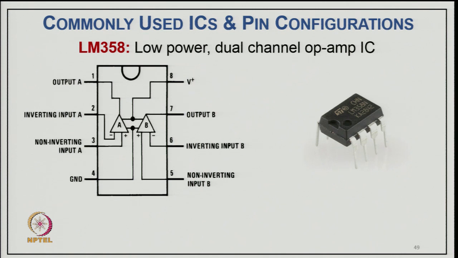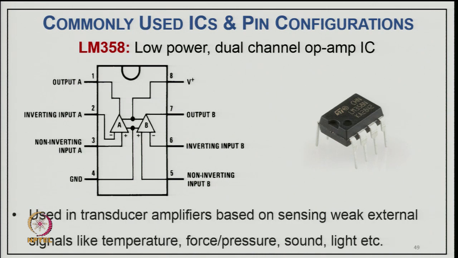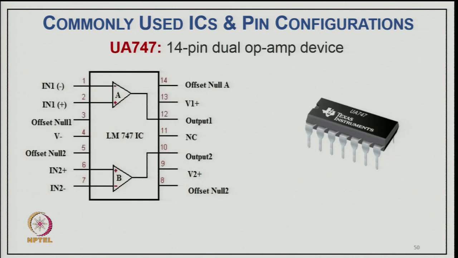Similarly, for the second unit also, we have an output, an inverting input and a non-inverting input. So, you can call it two operational amplifier ICs in one chip. You have two operational amplifiers for many applications where all those terminals mentioned in the 741 are not required. It is used in transducer amplifiers based on sensing weak external signals like temperature, force, pressure, sound and light.